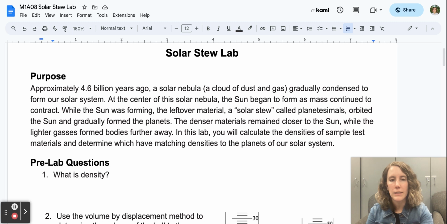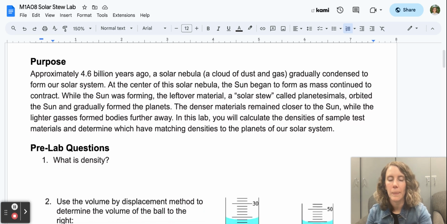So, the purpose of this lab is to look at the densities of common substances on Earth and then compare them to the densities of planets in our solar system so you have a better understanding of the density differences of our planets. You should remember from physical science that density is the amount of matter in a specific space, and we can calculate it by taking the mass of an object divided by its volume.